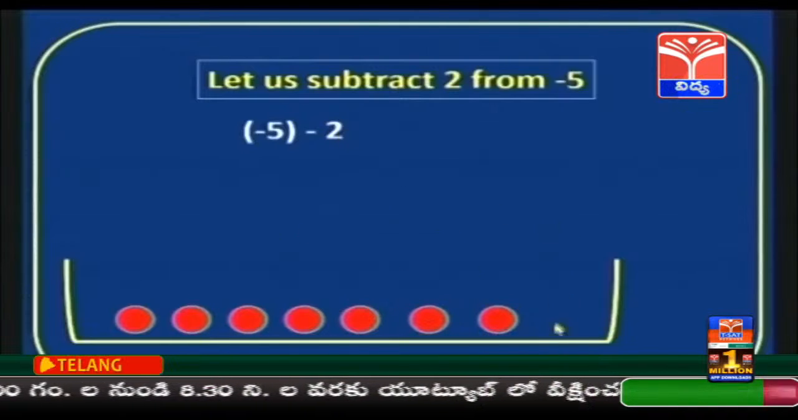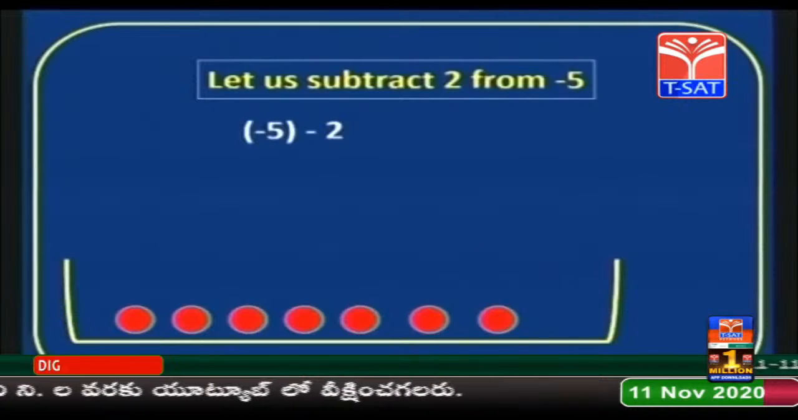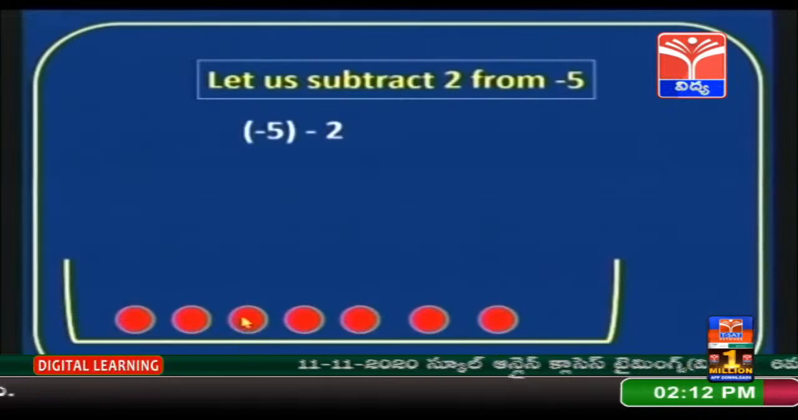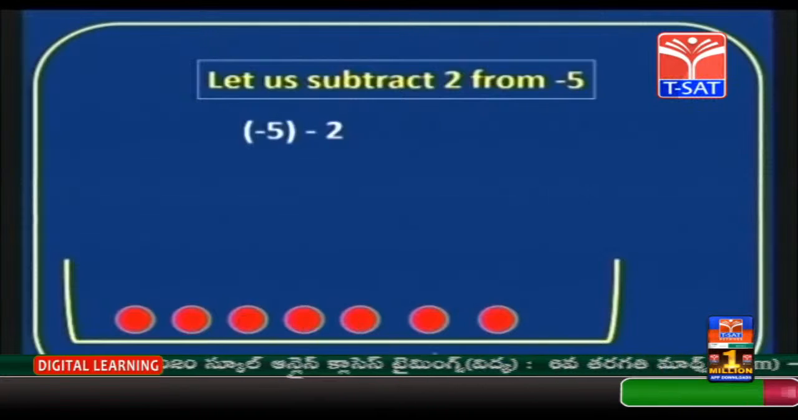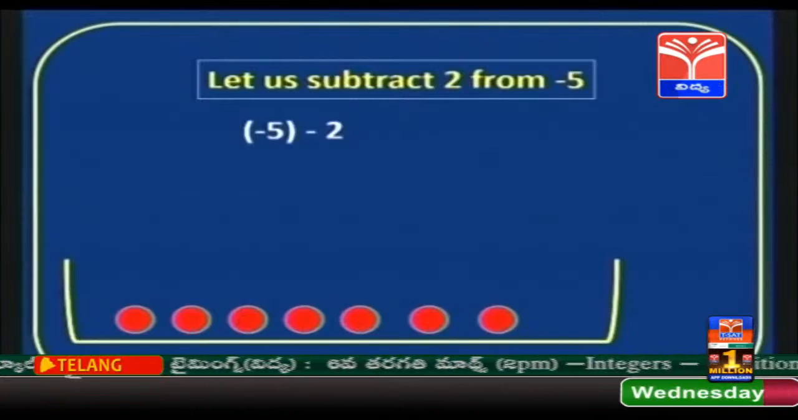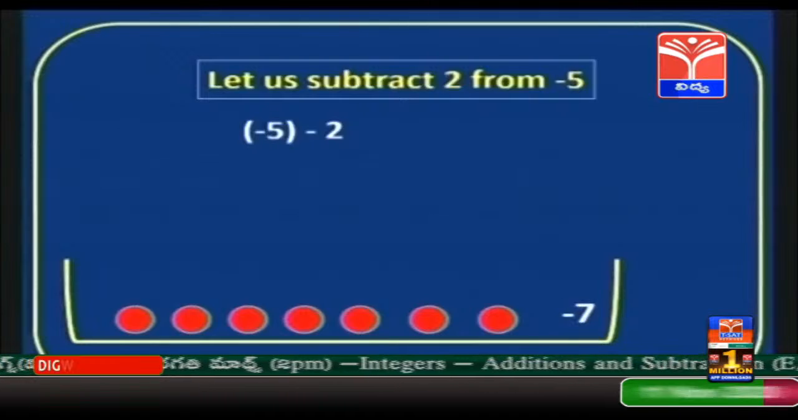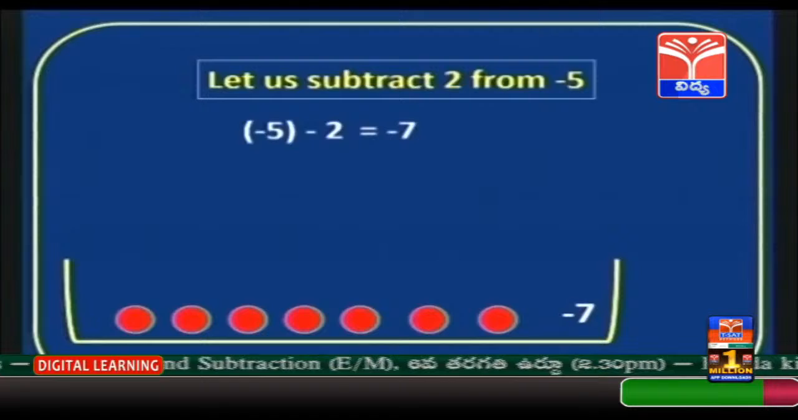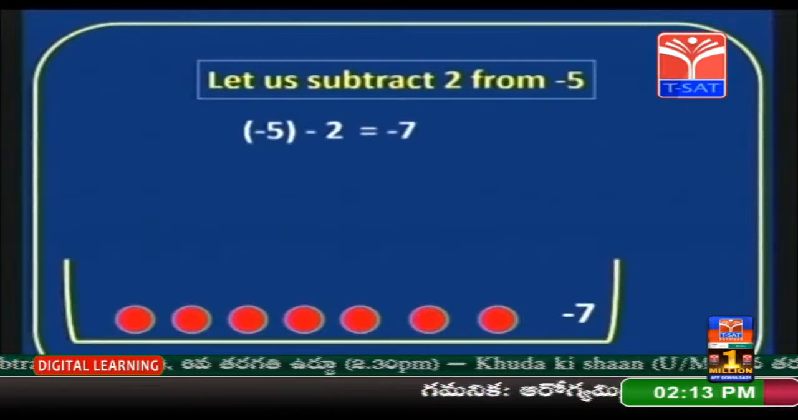What is left in the container? Only red coins. How many red coins? Let us count. 1, 2, 3, 4, 5, 6, 7. All of them are red coins. So what is the value? Minus 7. So minus 5 minus 2 is equal to minus 7.